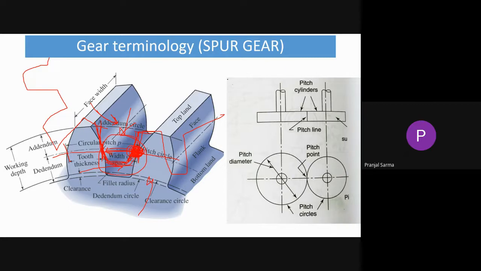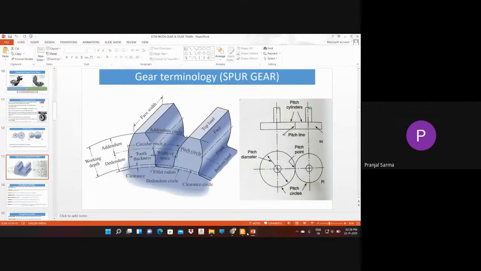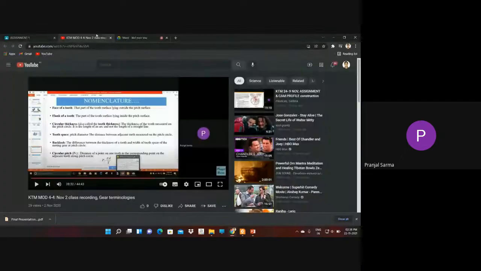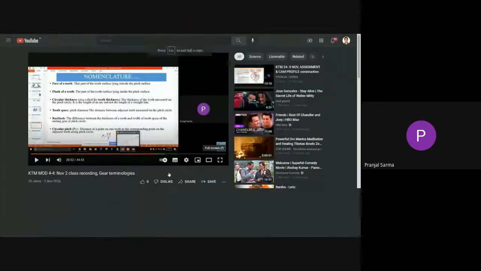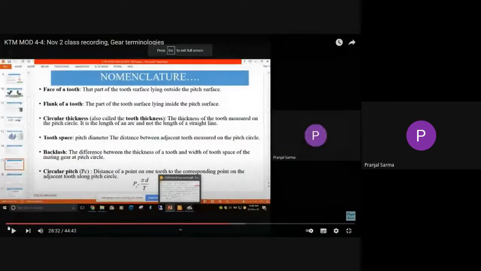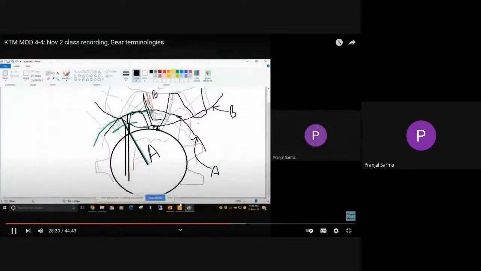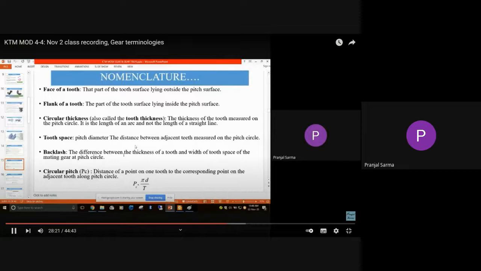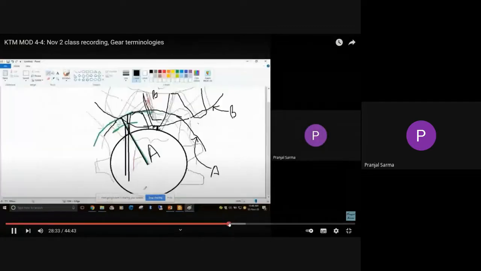Understood? In the previous video also I have already demonstrated this in a better way. If you look at it, then you'll see. So the difference between the thickness of the tooth and the tooth space, visualized like this, is nothing but backlash.